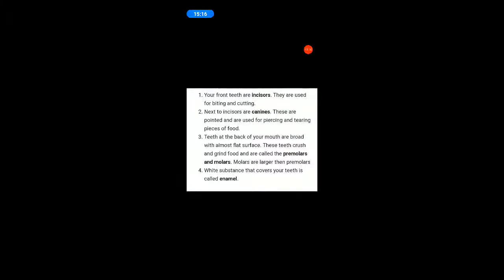Next, the white substance that covers your teeth is called enamel. Our teeth are covered with enamel. Can you understand? Okay. Next, sweets and tooth decay.